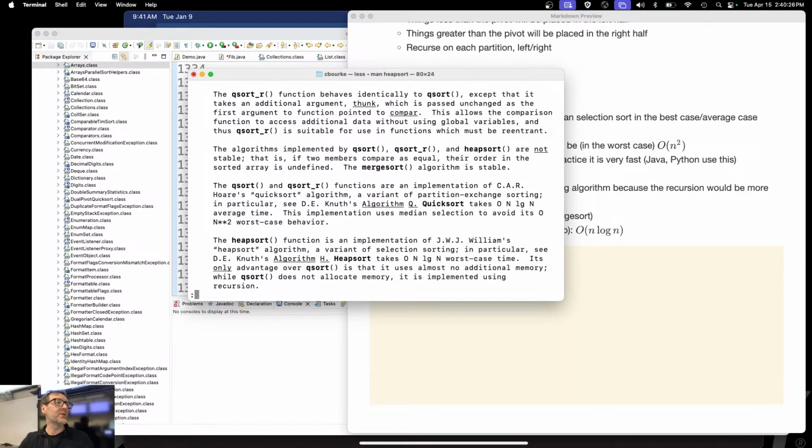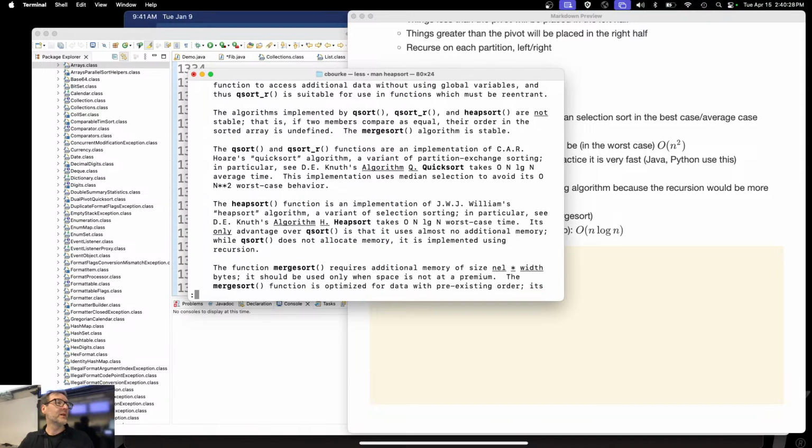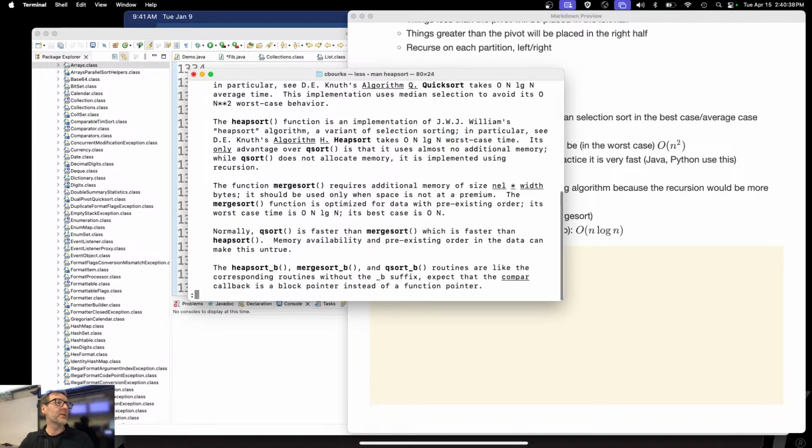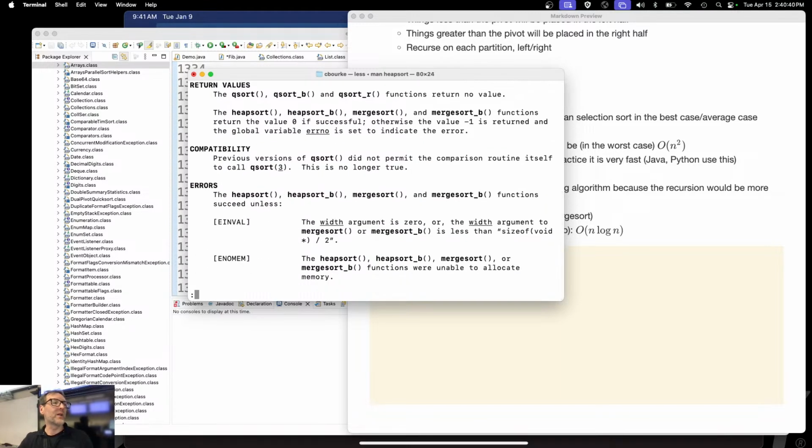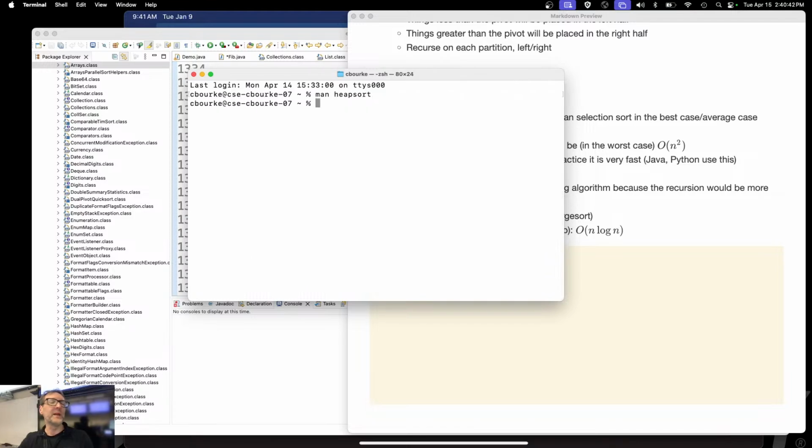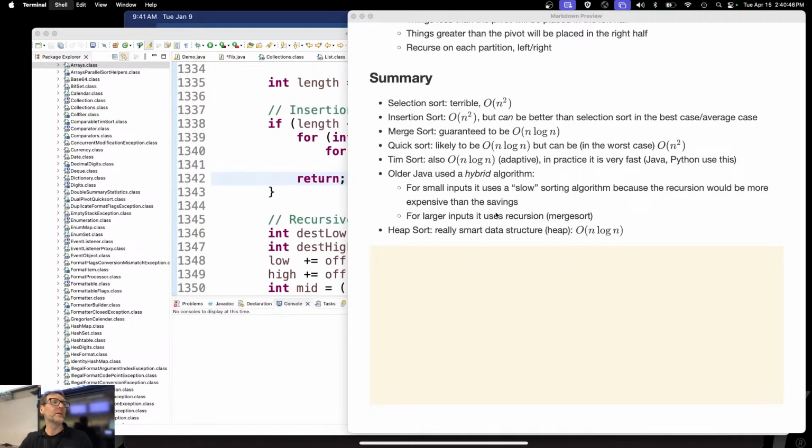They're not stable. Heap sort function is an implementation based on a variant of heap sort. Okay. And n log n, worst case running time, blah, blah, blah. You can read all about it there, but there are heap sort, merge sort, and quick sort implementations in basic C. Okay.